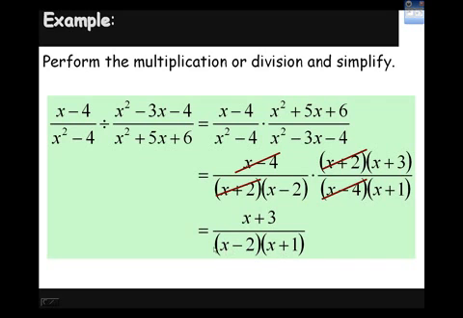Again, we don't want to multiply this out, because then we won't be able to just look at it and tell that it's reduced all the way. If we leave it in factored form, anybody should be able to look at it and tell that it's reduced.